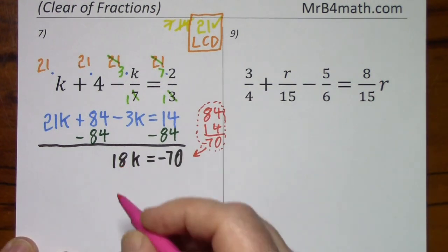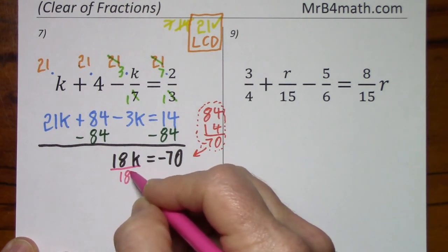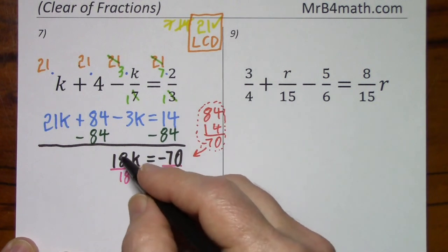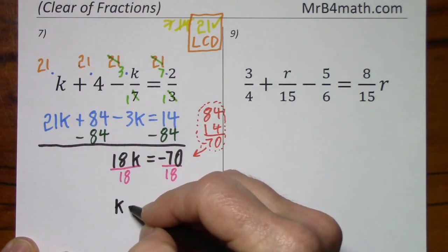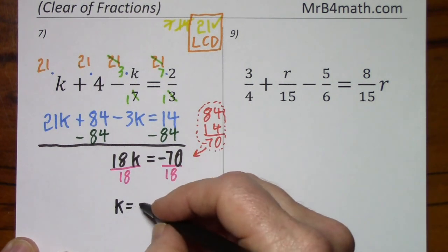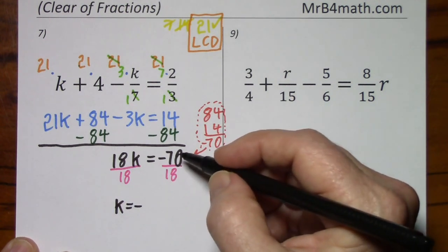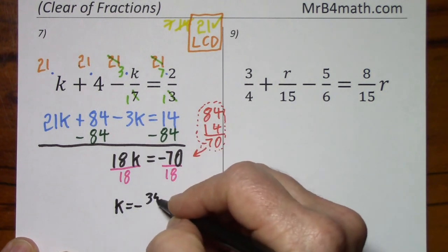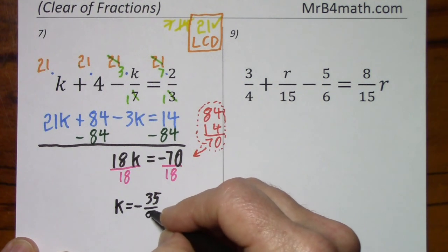You want to get rid of the 18 held by multiplication, so you use division. Divide by 18, divide by 18. 18 divided by 18 is certainly 1, so you get k is equal to negative divided by a positive. This will be negative, and 2 is a common factor, so 70 divided by 2 is 35. 18 divided by 2 is 9.